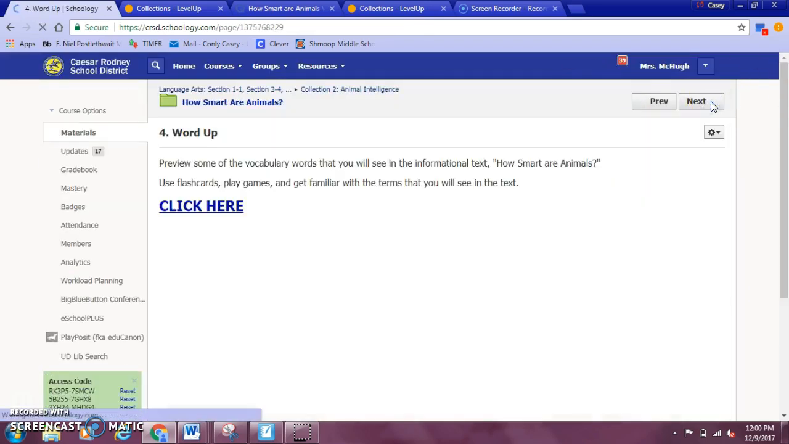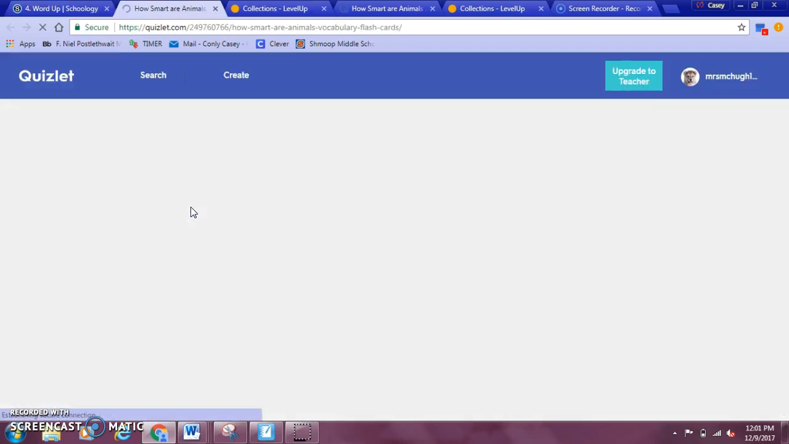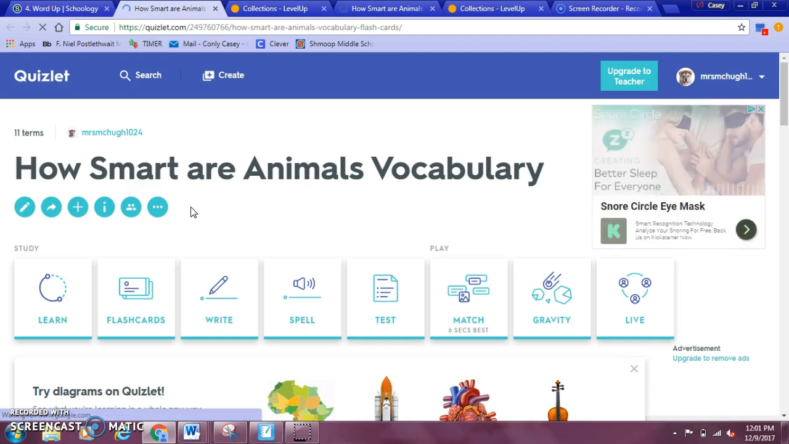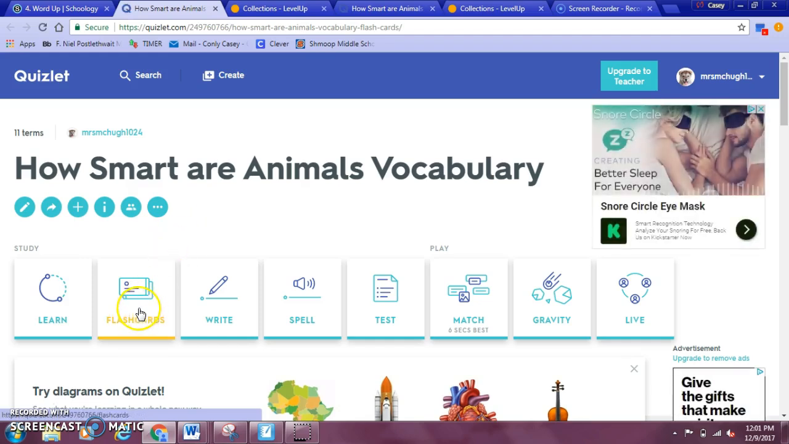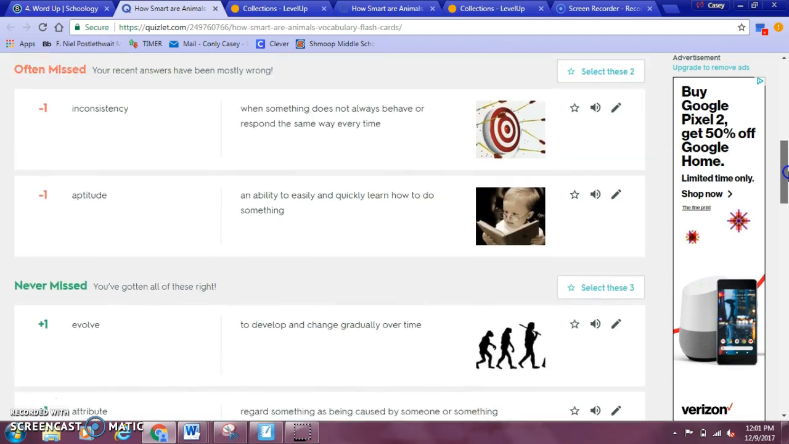The fifth station is called Word Up. Here the students are previewing vocabulary words that they would see in the text How Smart Are Animals? If they click on this link that I put here, it would take them to a Quizlet. In Quizlet, they can learn the vocabulary using flashcards, they can take a test, and play games like Match or Gravity. They really like doing that to try to beat my score in the match game. And what I did in here is I included images that go along with the vocabulary words to help them get something to put into their mind.